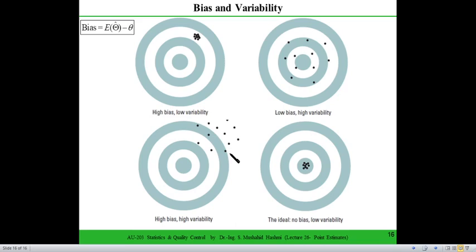So for a good estimator, we need to have three properties: unbiasedness, or bias should be zero, consistency, and minimum variability. If you have minimum variability, then that would be your best or the most efficient estimator. This is where I stop this lecture.